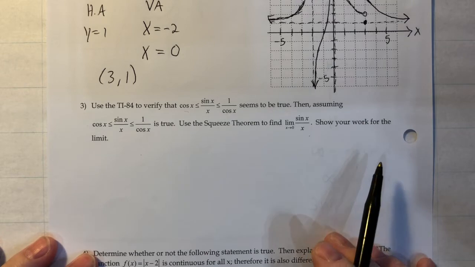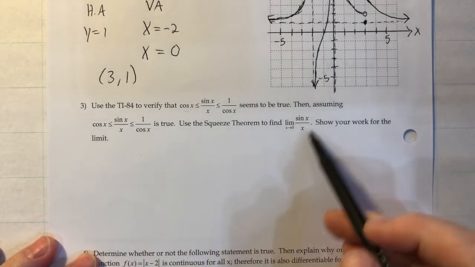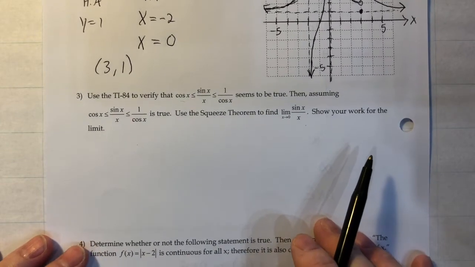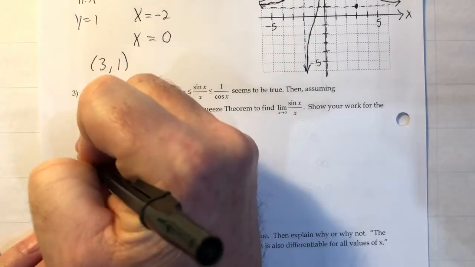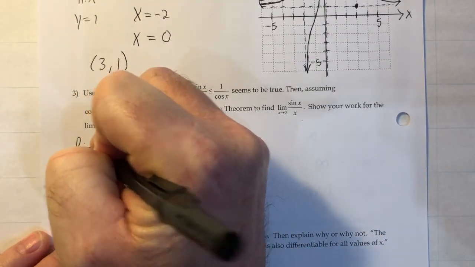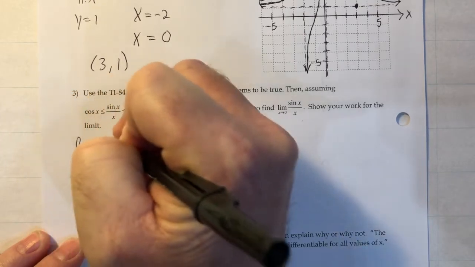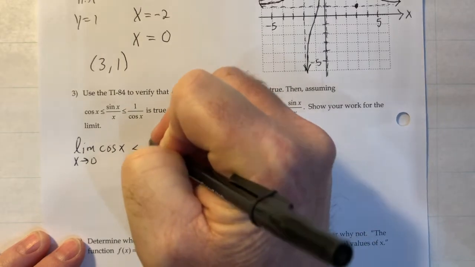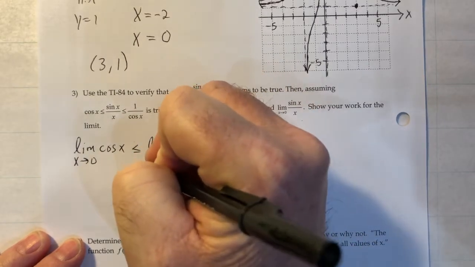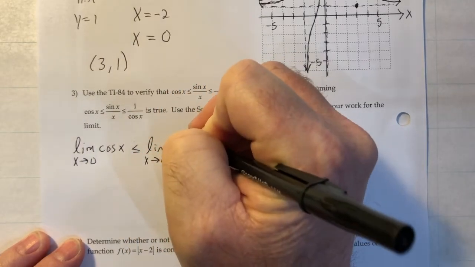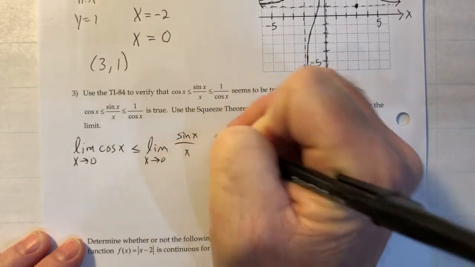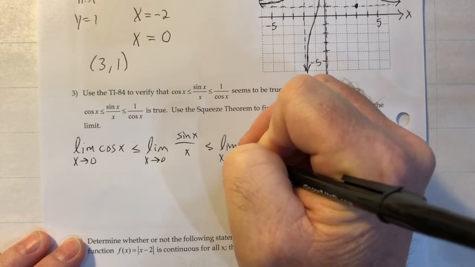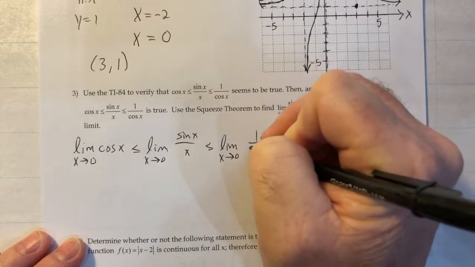And then let's show our work for finding this limit. So what I'm going to do is just take the limit as x approaches 0 of all three parts of this inequality. So I have the limit as x approaches 0 of cosine of x is less than or equal to the limit as x approaches 0 of sine x over x is less than or equal to the limit as x approaches 0 of 1 over cosine of x.